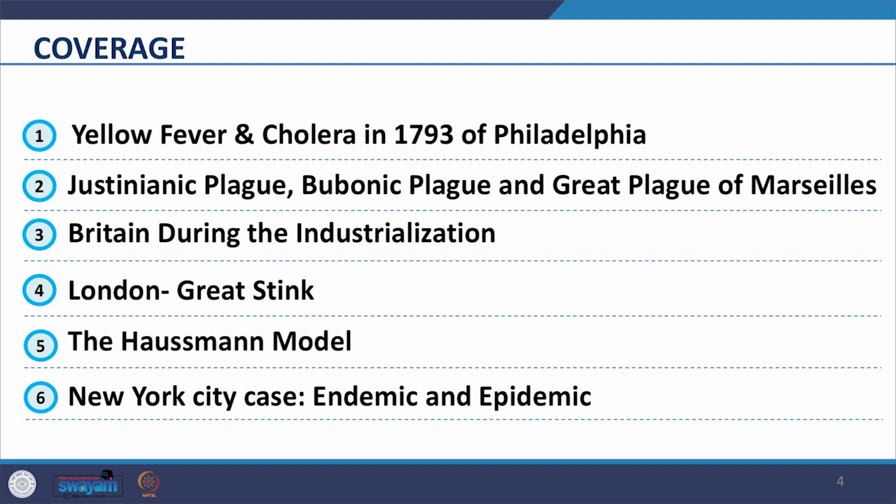Thereafter, we will read through narratives of Britain from the perspective of health during the industrialization period, and key findings and reform in the period related to health. Furthermore, we'll look at the narratives from London at the time of the Great Stink. We will also look at Paris, the Haussmann Model. We will also see New York City's case concerning endemic and epidemic.